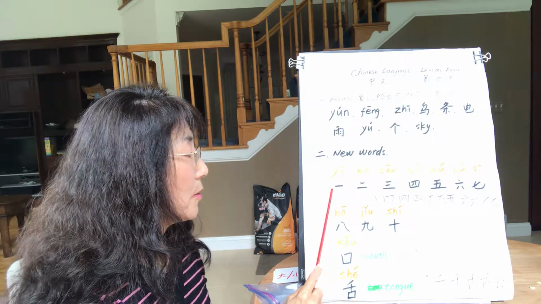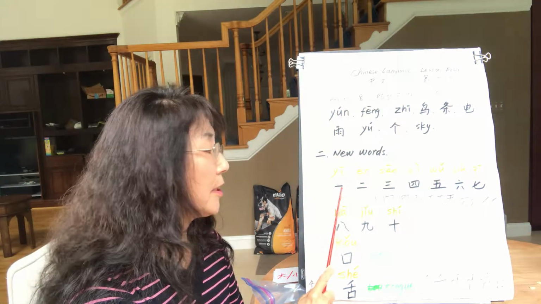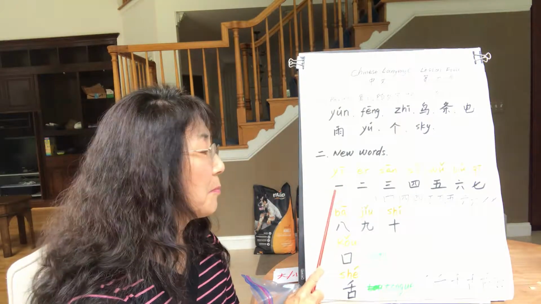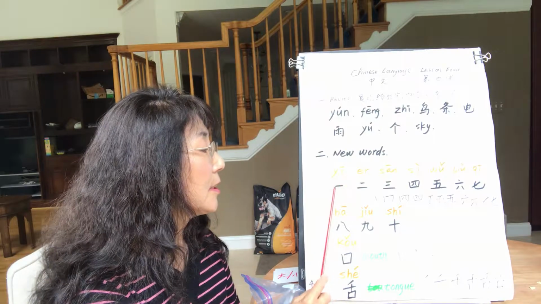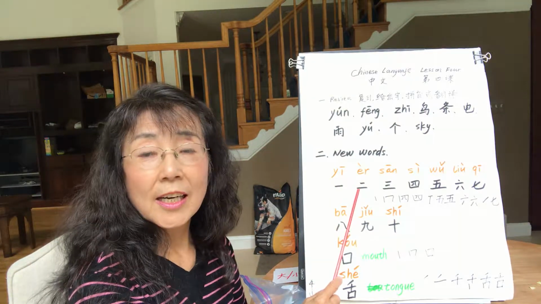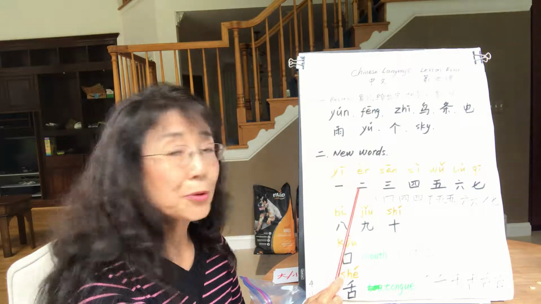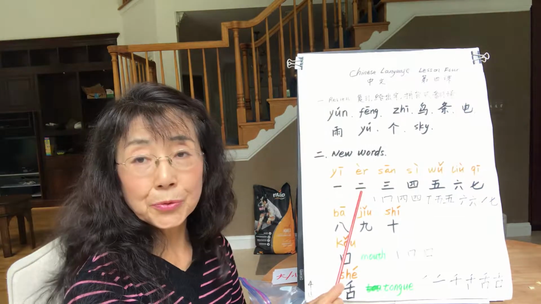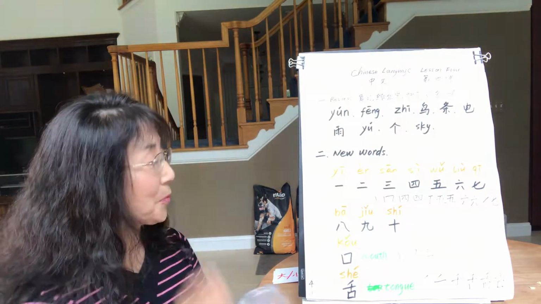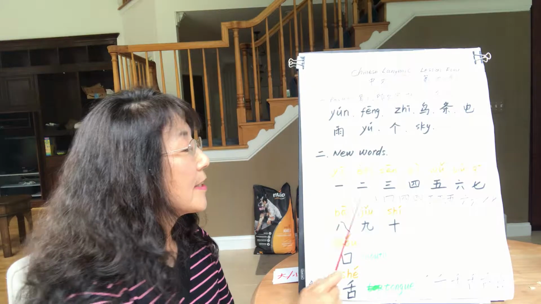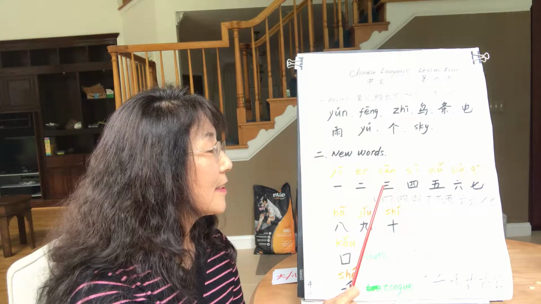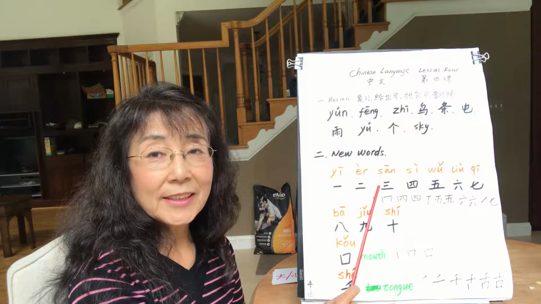First is yi. Yi, the stroke is only one. It means one. Er, there are two strokes, it is two. So it's pretty easy to remember. San, three strokes, san means three.